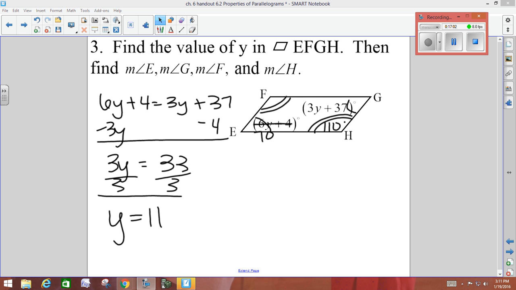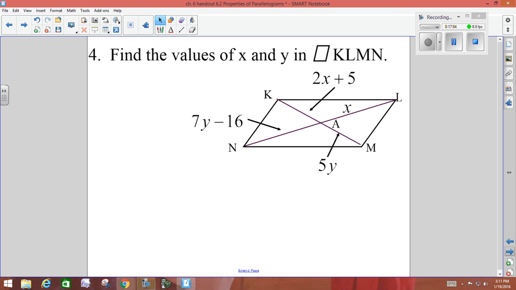Number 4 tells us to find the value of x and y in the parallelogram. X is representing the length of LA, then we got 7y minus 16, 2x plus 5, and 5y. Together, like KM and LN, what are those crisscrossy lines? What are they in relation to the parallelogram? Well, they do intersect two parallel lines. Good, they're your diagonals. Those are your diagonals that go corner to corner.